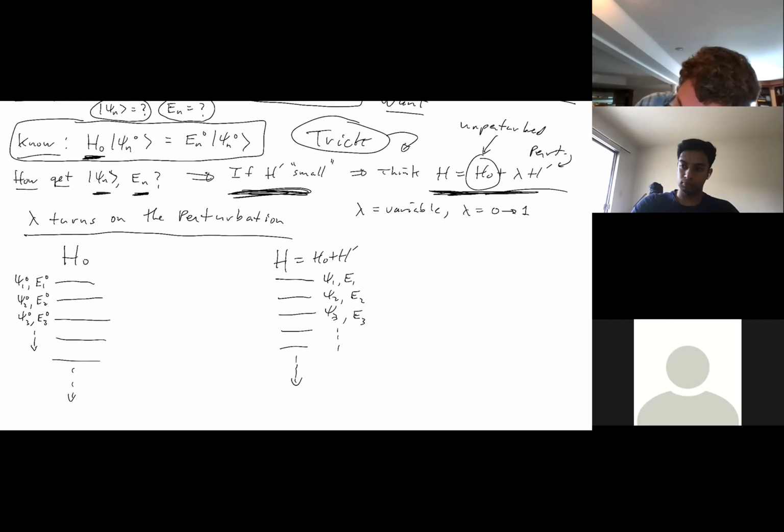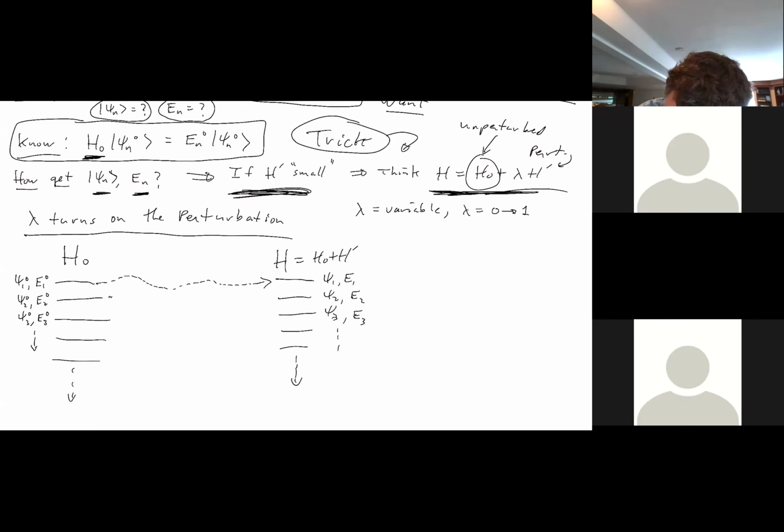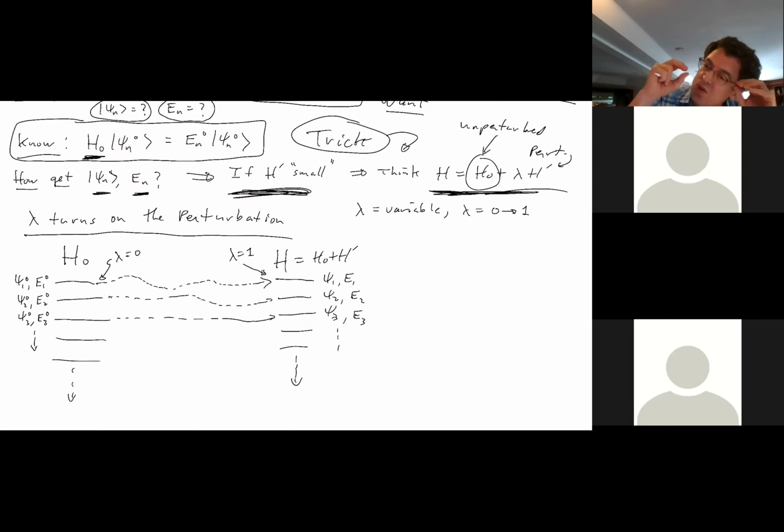And the idea is that as I turn on lambda, these states connect. This state somehow morphs adiabatically into this state, and this state morphs somehow adiabatically into that state, and this state morphs into that state. And if, when lambda is 0, then I'm here in the unperturbed state, but when lambda is 1, I am now in this state. So in your mind, I want you to turn lambda on. Think of it as just slowly ramping up the perturbation. It's a very important picture.